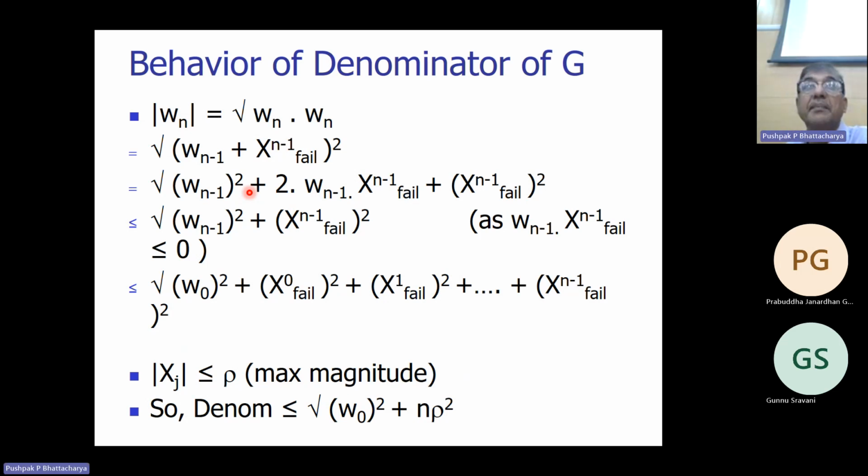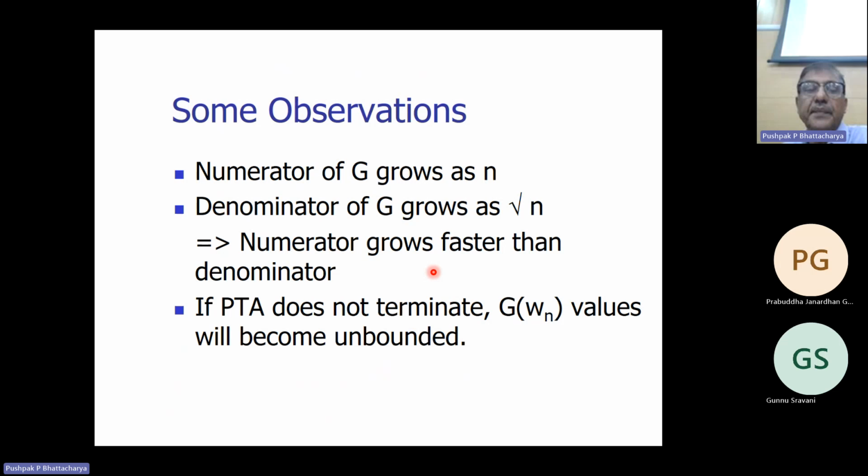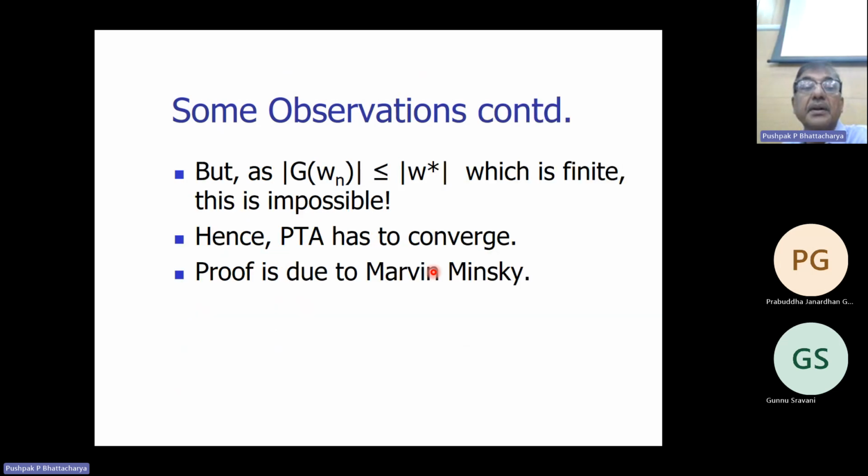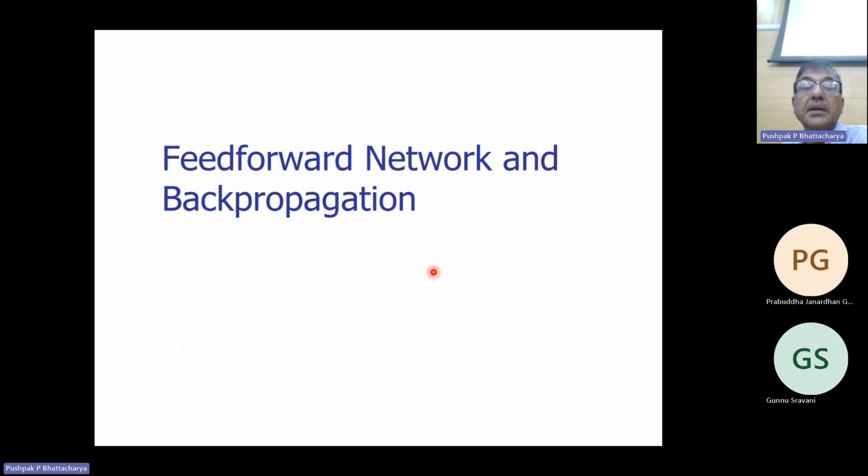But GWN is upper bounded by mod of W star. It cannot become infinity, which means n cannot become infinity, where n is the number of iterations. So if n cannot become infinity, that means the algorithm has to converge. Okay, so this is a very elegant proof and one of the most beautiful proofs in AI. So this you must have noted. Okay, so this gives us a lot of confidence that the perceptron training algorithm will have to converge.